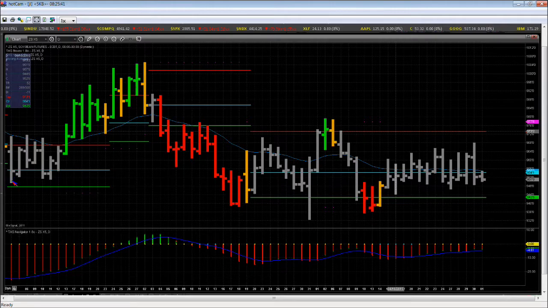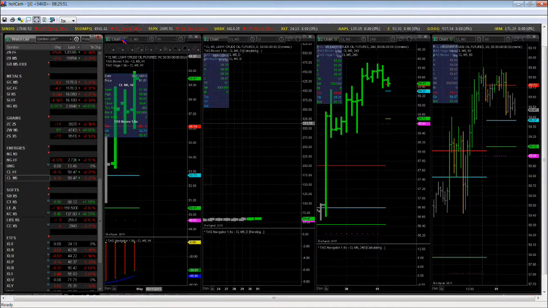So let's take a look at crude oil. This is, man, what can you say? I mean, the profile's just called it all the way on this one. Let's just take a look at the weeklies.